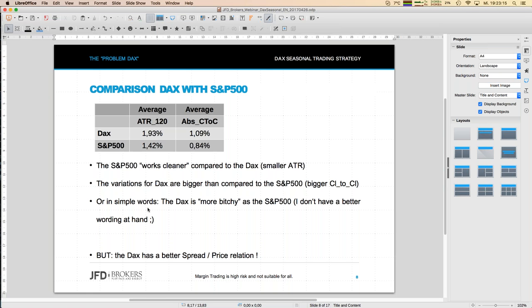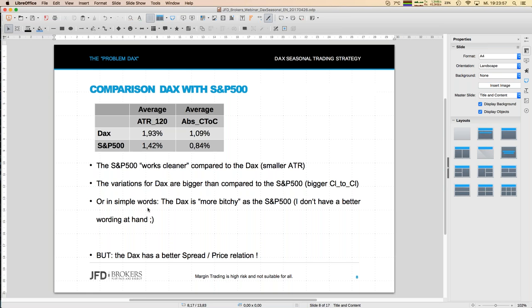Do the same consideration for the S&P 500. S&P 500 is at 2,200 points, spread is 0.4. So if we now calculate the quotient between spread and price, you realize, hey, trading the DAX is about a factor of 2 cheaper than trading the S&P 500. So that's a good reason why DAX is not that bad to trade, because it has nearly the lowest costs of trading.